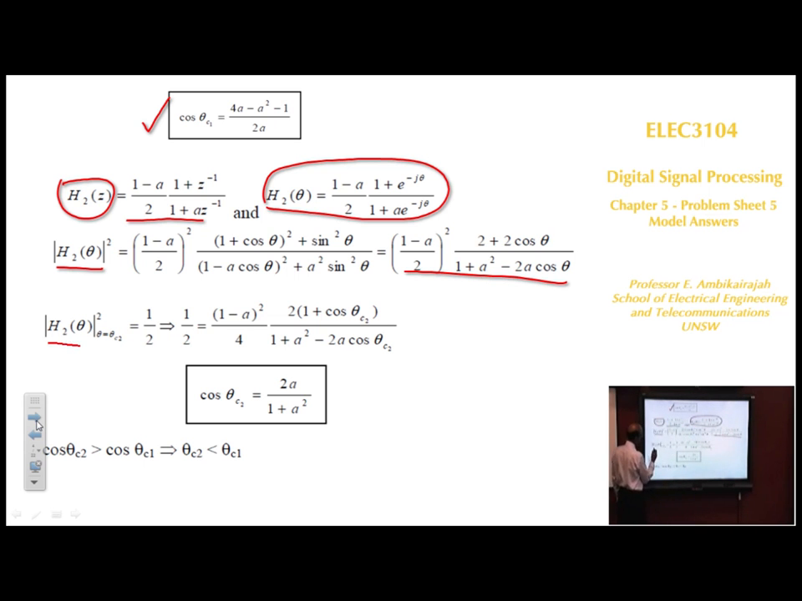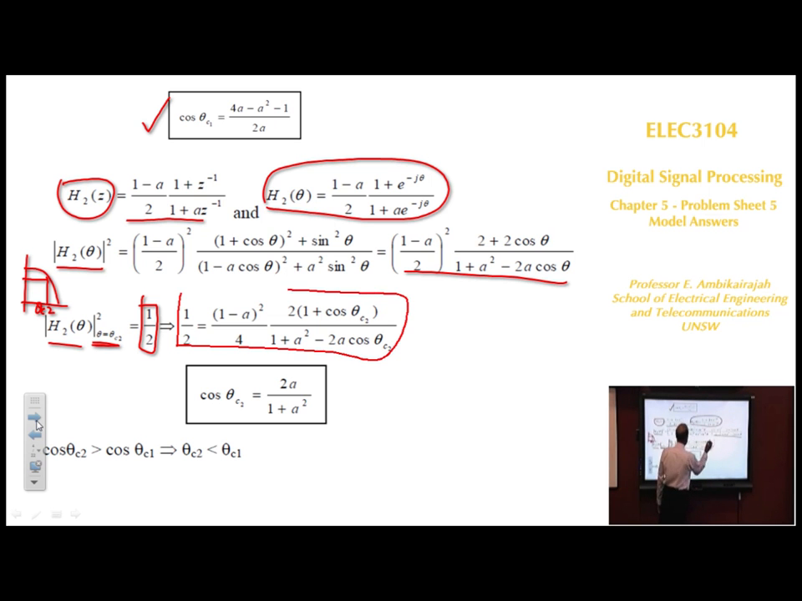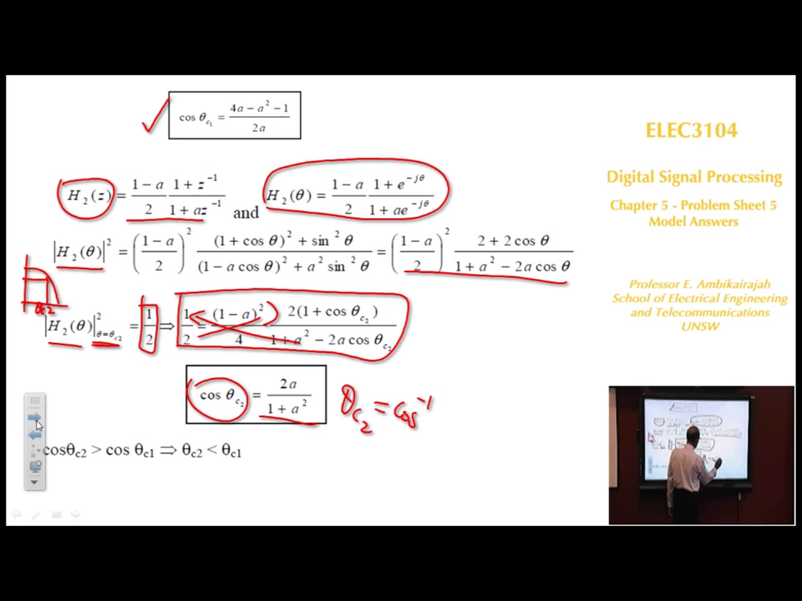Now the same principle, same as we did. That's the filter. Now the half power point: what's theta c2? We're trying to find it. So when this is half, you substitute theta c2 and you get that equation to be solved. Cross multiply, simplify for theta c2, and cos theta c2 will become that, or theta c2 will be equal to cos inverse of 2a over 1 plus a squared.